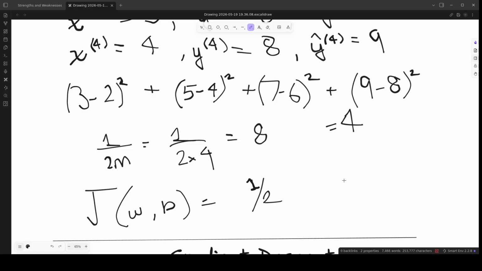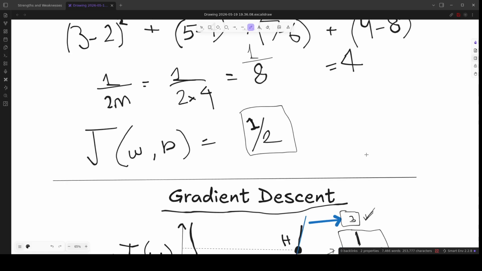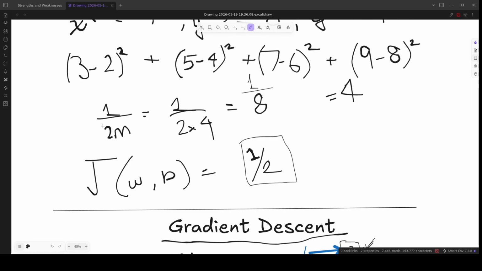So right here we got 1 over 8, 1 over 2m is 1 over 8, and the cost will be 4 times 1 over 8, which will be 1 over 2. Of course, this was a very simple example. When we actually do linear regression, we have hundreds of training examples, data points, and we find the cost over all those data points. You might be thinking, why do we divide it by 2m instead of just m?